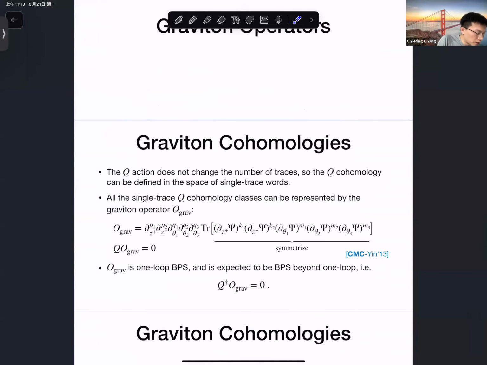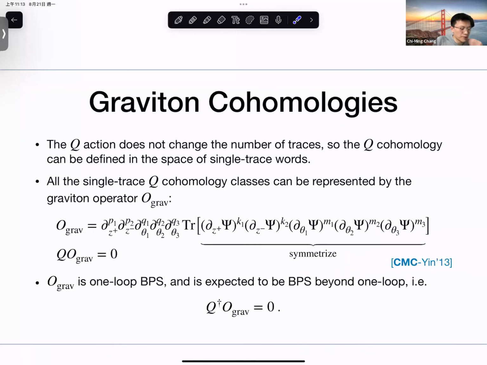So first, even though I said the problem is hard, if we restrict to single trace operators, the Q cohomology has already been solved. The idea is that Q does not change the number of traces, so we can fix the number of traces. Basically, just ignore the trace relation and focus on single trace operators, and we can define the Q cohomology on the space of single trace words.